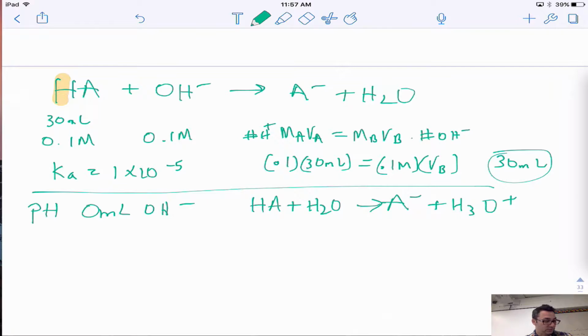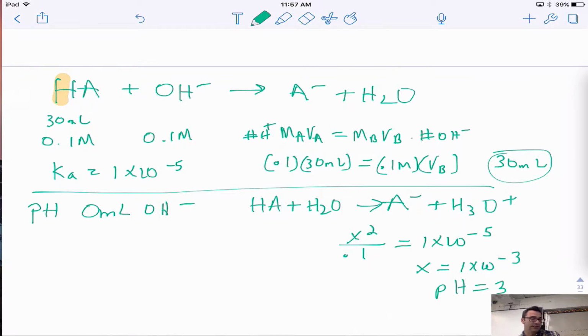And so for this one, we would have x squared over 0.1 equals 1 times 10 to the negative fifth. When we solve for x, we would get 1 times 10 to the negative 3, and we would get a pH equal to 3. And this would be a straight-up equilibrium problem. You could write out an ICE table for it, but I've done that many times. I'm going to save time here and not do that. So now, what happens when we add some base to this?